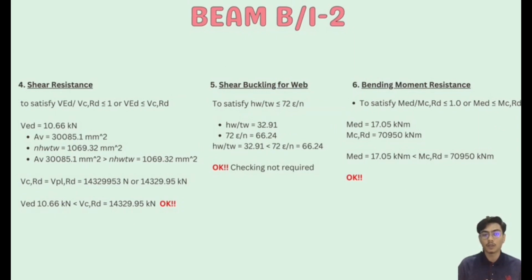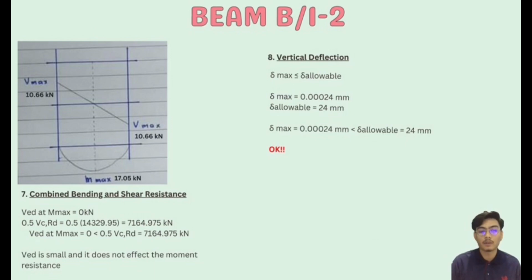Okay, that means it's okay. For this slide we have step 7 and step 8. Step 7 is combined bending and shear resistance. You can see the picture for reference. For Mmax, VEd is 17.05 kilonewton, and for Vmax it is 10.66 kilonewton. VEd at Mmax is equal to 0 kilonewton.